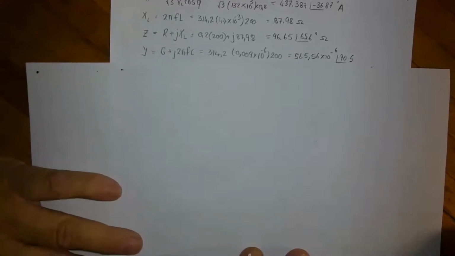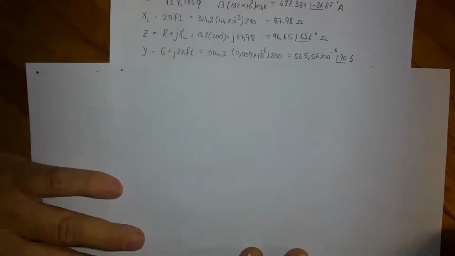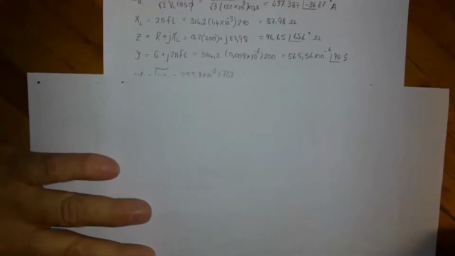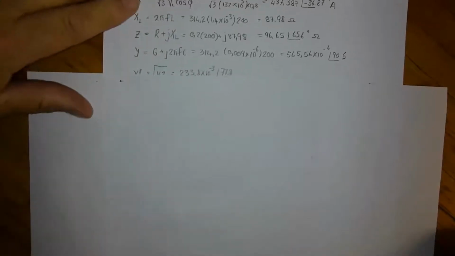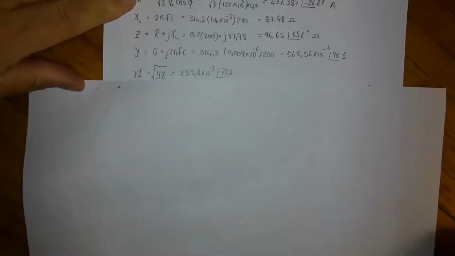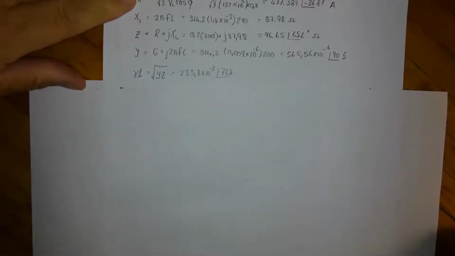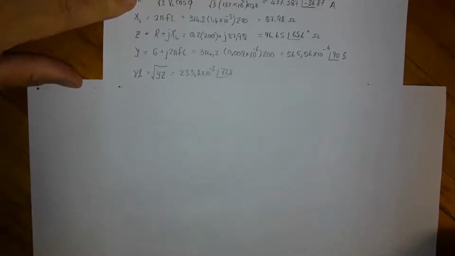Then Y is G plus 2πFC times L again. That gives us 565.56 times 10 to the minus 6 at an angle of 90. G is the conductance, and that's normally 0. So gamma L is the square root of YZ. That gives us 233.8 times 10 to the minus 3 at an angle of 78 degrees.